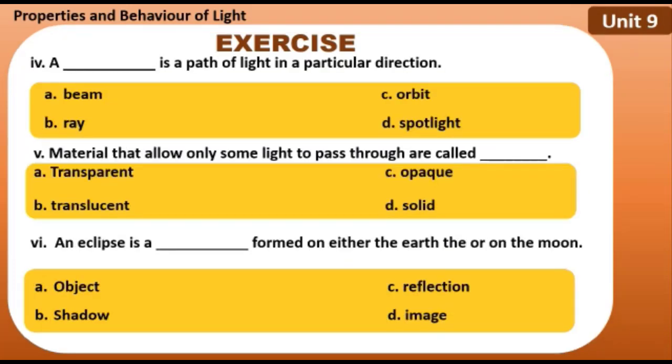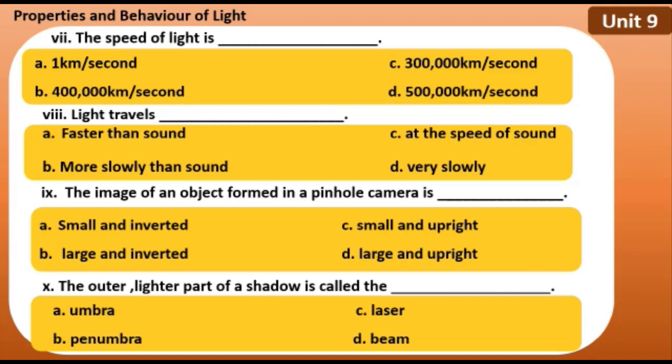Number 4. A dash is a path of light in a particular direction, ray. Number 5. Material that allow only some light to pass through are called dash, translucent. Number 6. An eclipse is a dash formed on either the earth or on the moon, shadow. Number 7. The speed of light is 3 lakh km per second. Number 8. Light travels faster than sound.